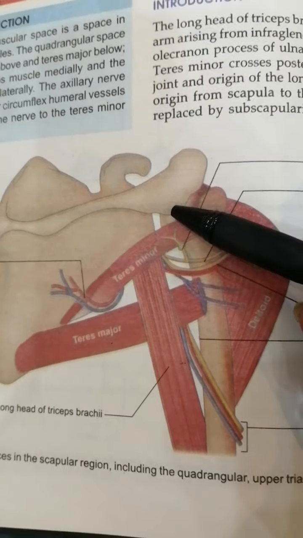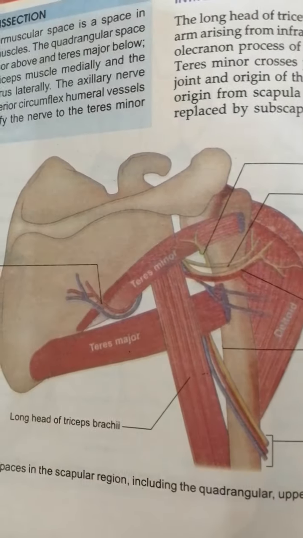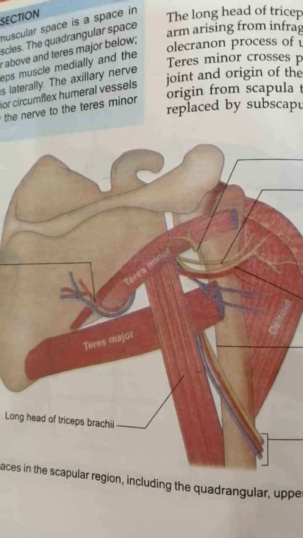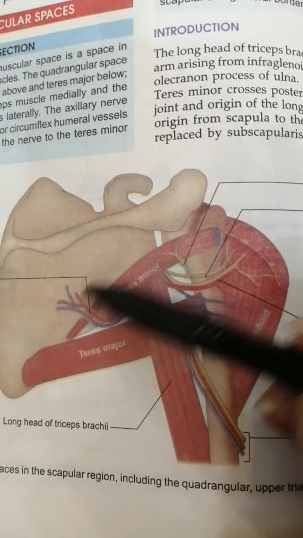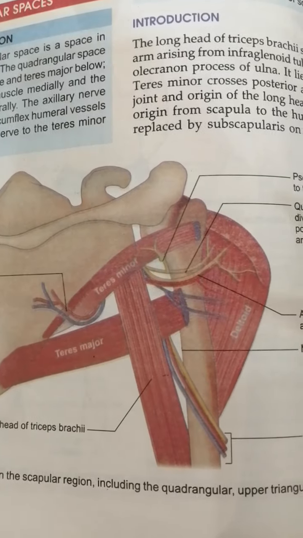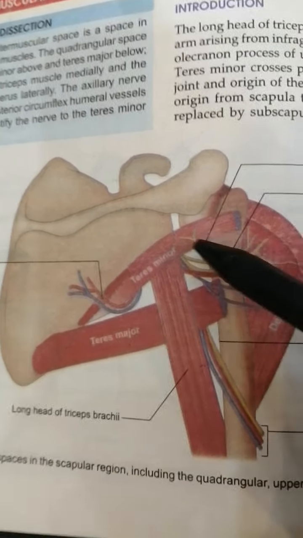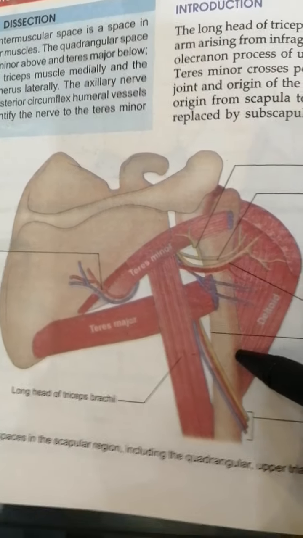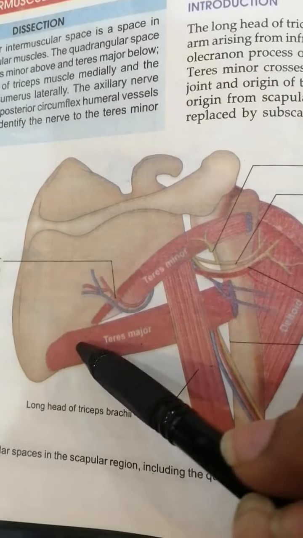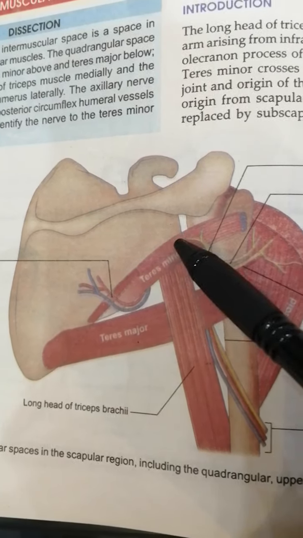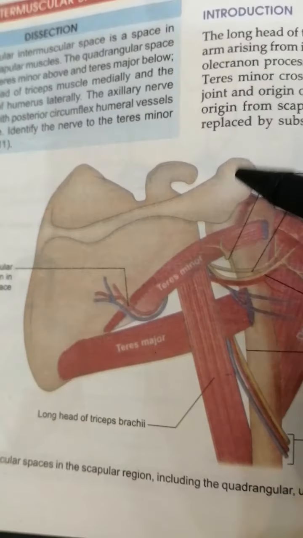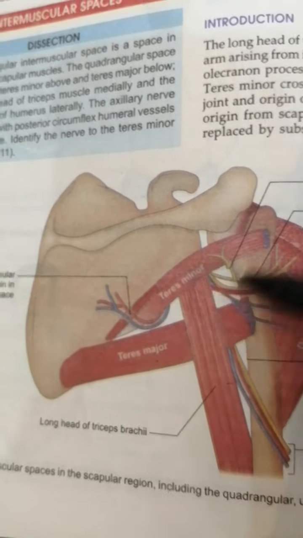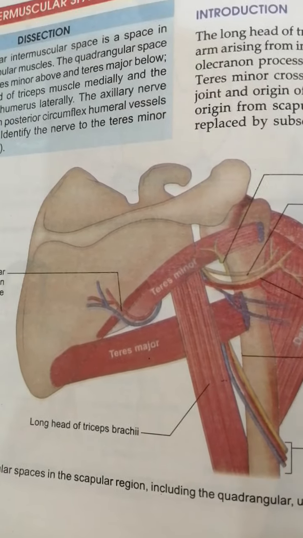Here this is a diagram of the scapular region, and we are going to study the intermuscular spaces in the scapular region. This is the dorsal surface of the scapula. Before going into the deep discussion, you should understand this diagram. This is the scapula, this one is the humerus, and this is the lateral border. Remember, this is the lateral border of the scapula, this is the medial border of the humerus, and they are forming the shoulder joint.